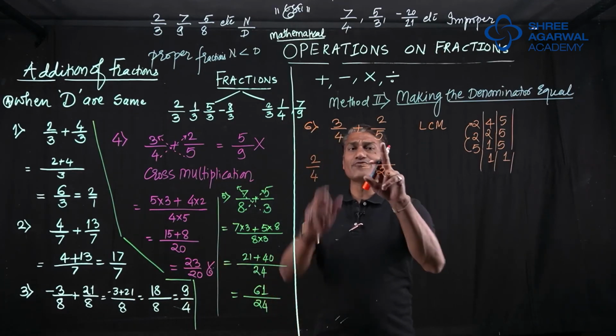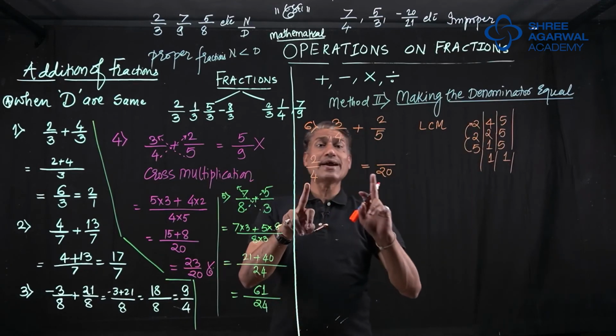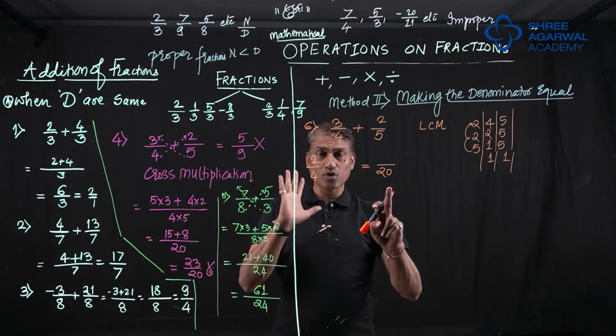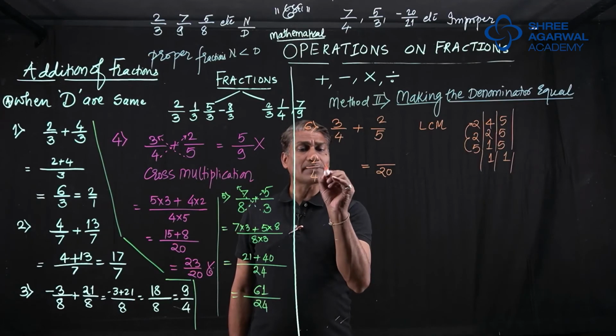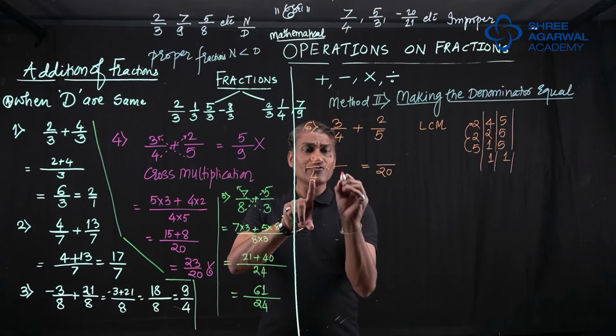Because we found the LCM of 5 and 4, we want to make the denominator equal. So 4 has to be made 20. We should do something so that this becomes 20. I think we have to multiply 4 with 5.